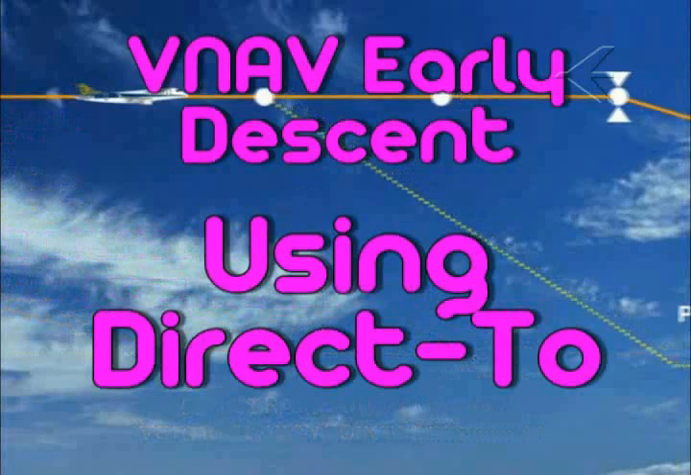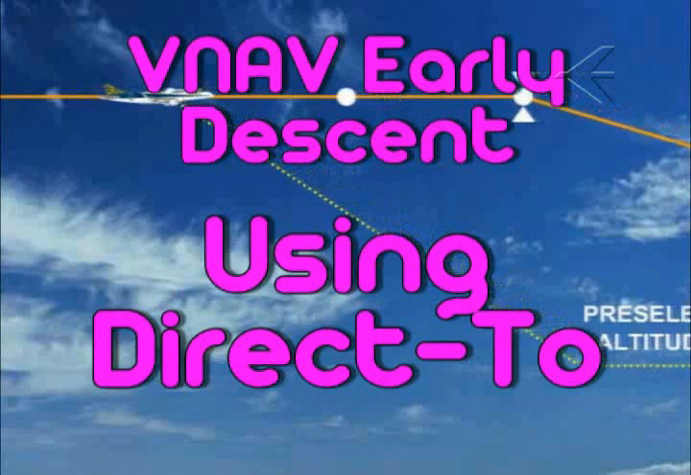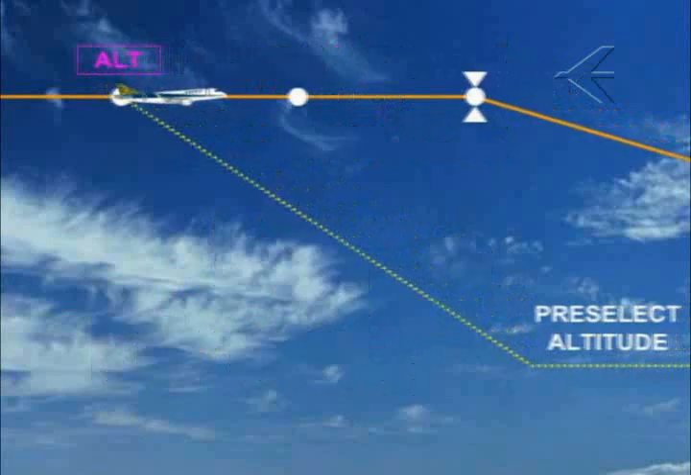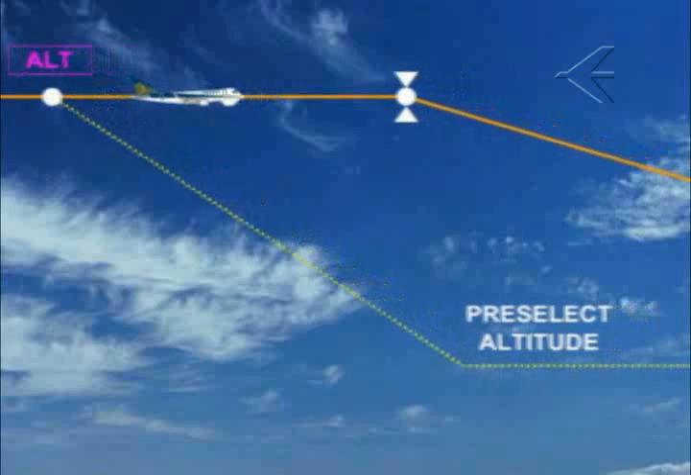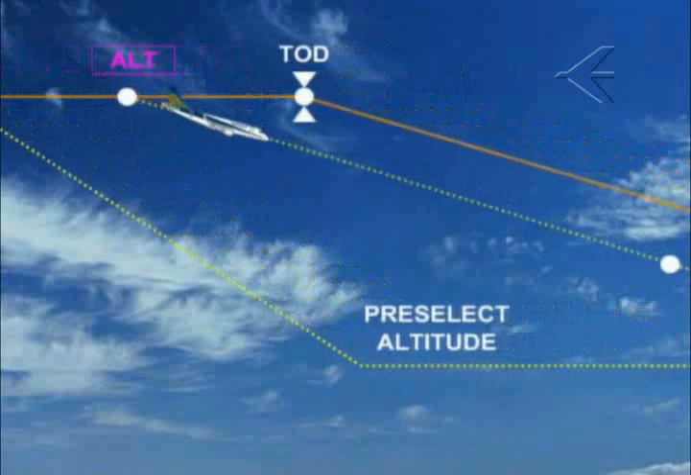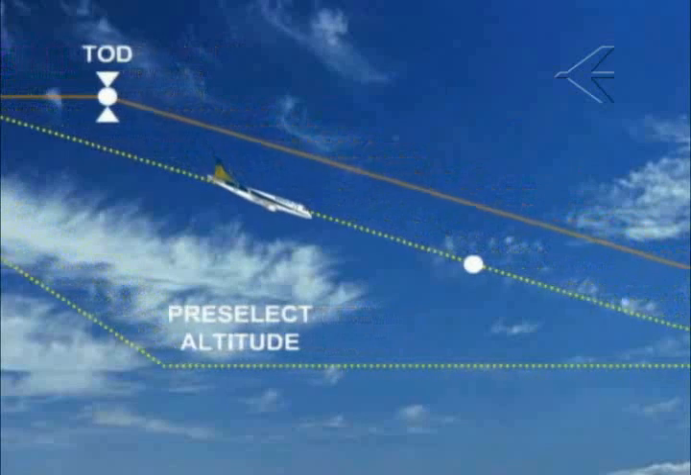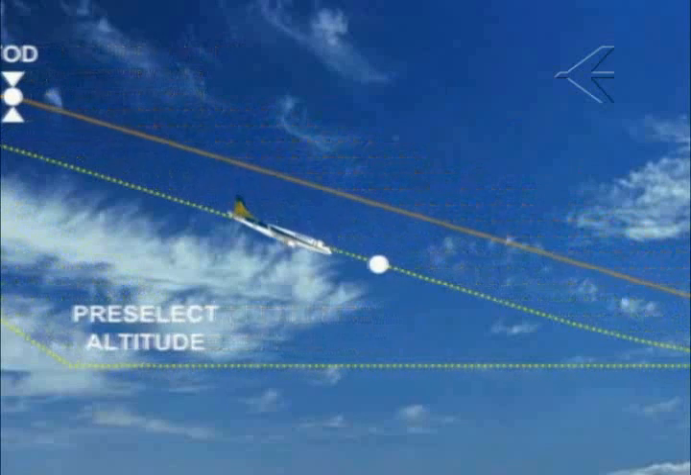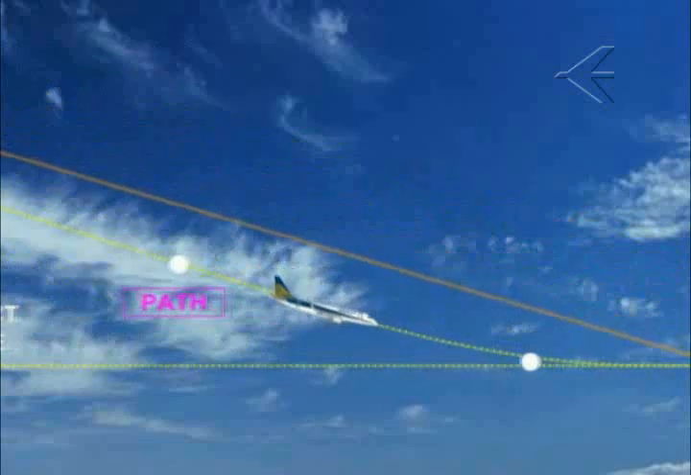VNAV early descent using direct to. The following steps apply. An altitude constraint is entered at a waypoint. The FMS calculates an angle and TOD for the path descent. The altitude preselector is set to the ATC cleared altitude. A vertical direct-to is performed to the constrained waypoint. The FMS calculates a new angle and the flight guidance computer transitions to path.